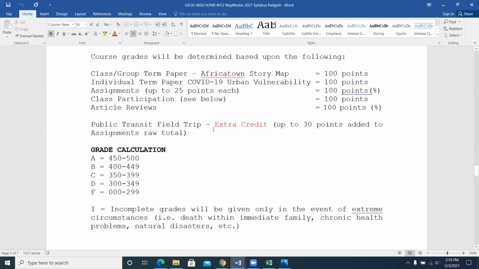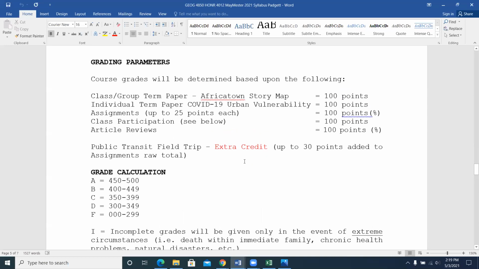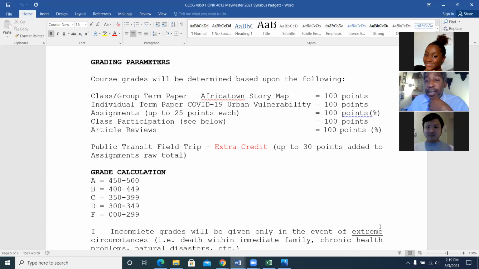There will be a public transit field trip. I'll talk about that later. That's for extra credit. Normally with this class, we would take a bus ride. We would get on usually the Route 21 bus, because public transit is a big part of urban development and urban systems, and it's very controversial. Sometimes if you're from Atlanta, you've probably heard about MARTA, the Metropolitan Atlanta Rapid Transit Authority. In Nashville, public transit is a hot button issue.